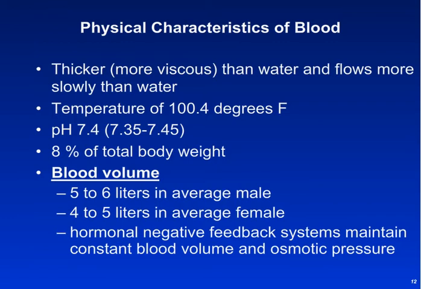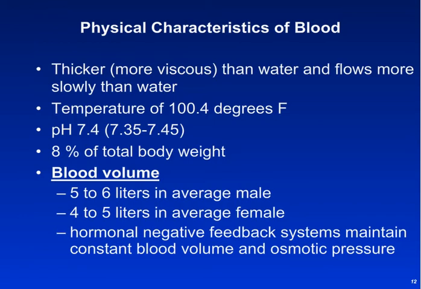If you get much below 7.35, we say that you're in acidosis, and that can be a life-threatening condition. On the other hand, if you get above 7.45, we would say that you have alkalosis, that your blood is alkaline, and that can be life-threatening as well.